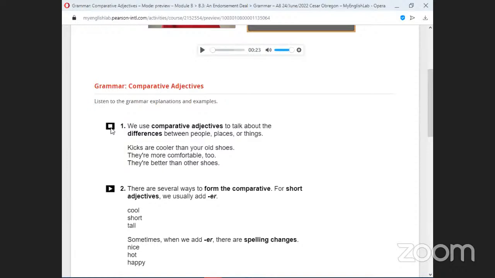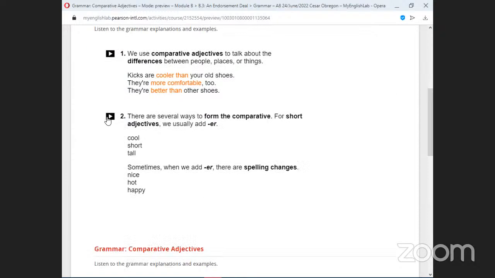We use comparative adjectives to talk about the differences between people, places, or things. Kicks are cooler than your old shoes. They're more comfortable too. They're better than other shoes. We're just talking about comparative adjectives in general. We use them to talk about differences between places, people, things, you name it. And we know this.